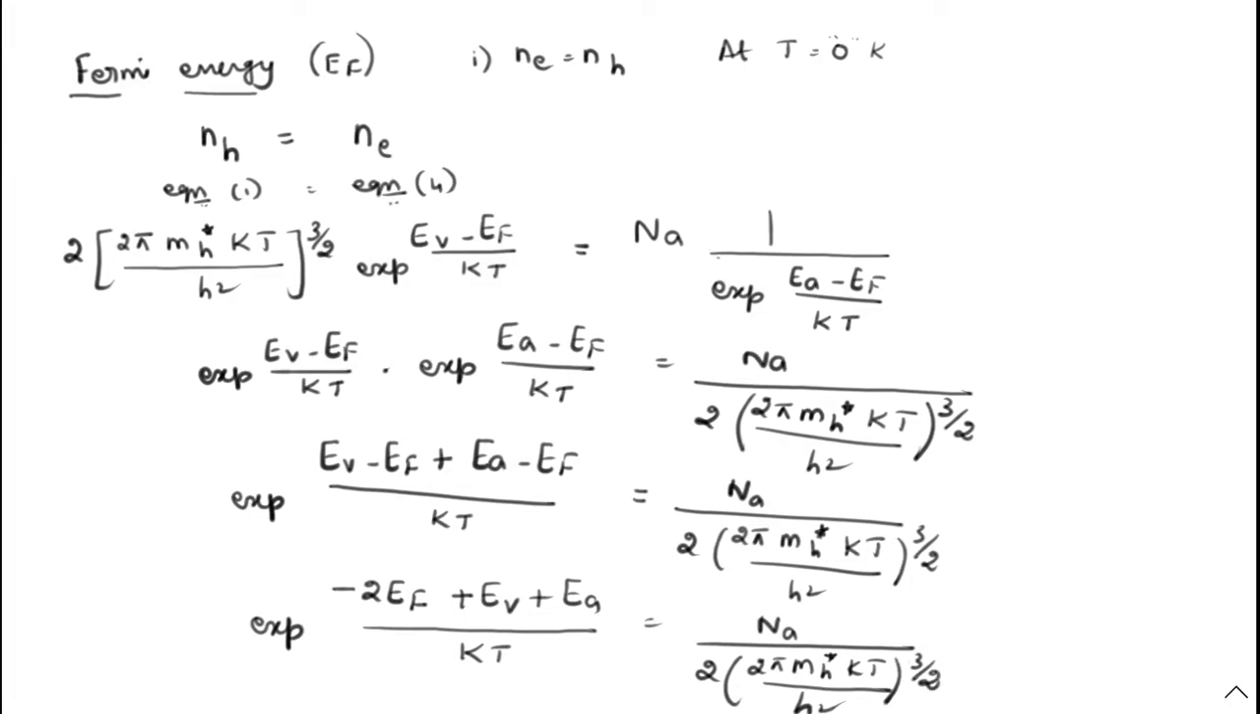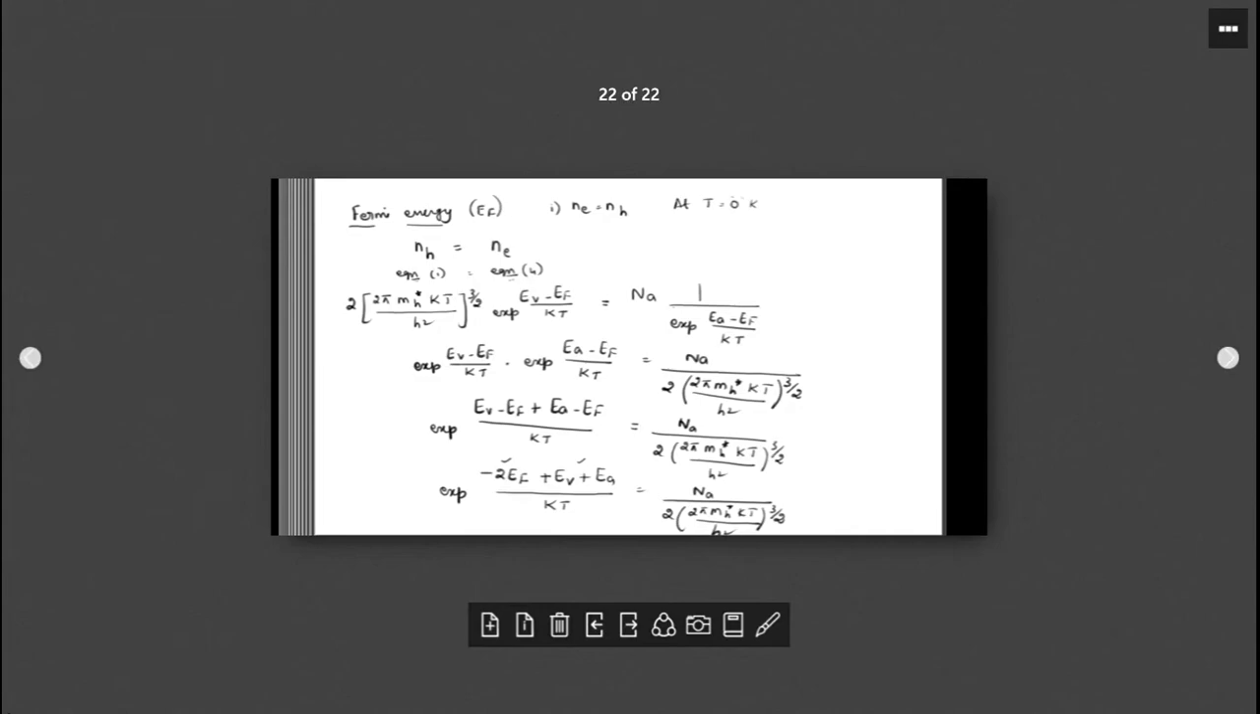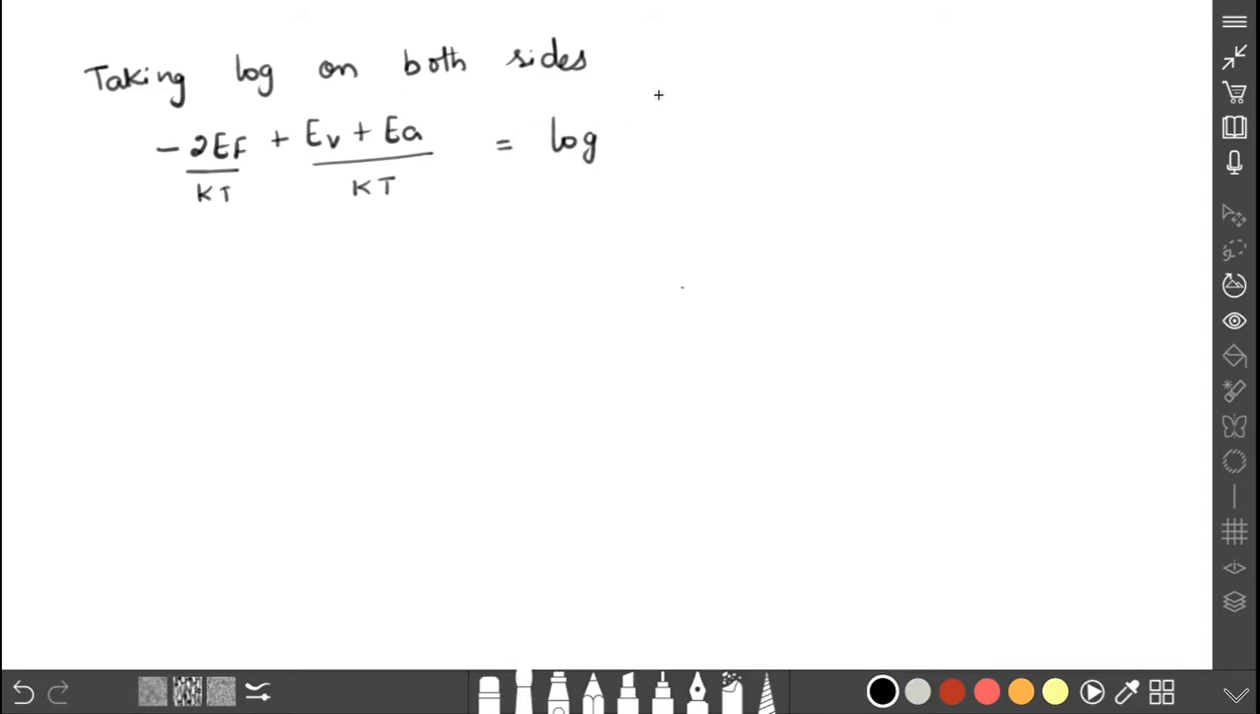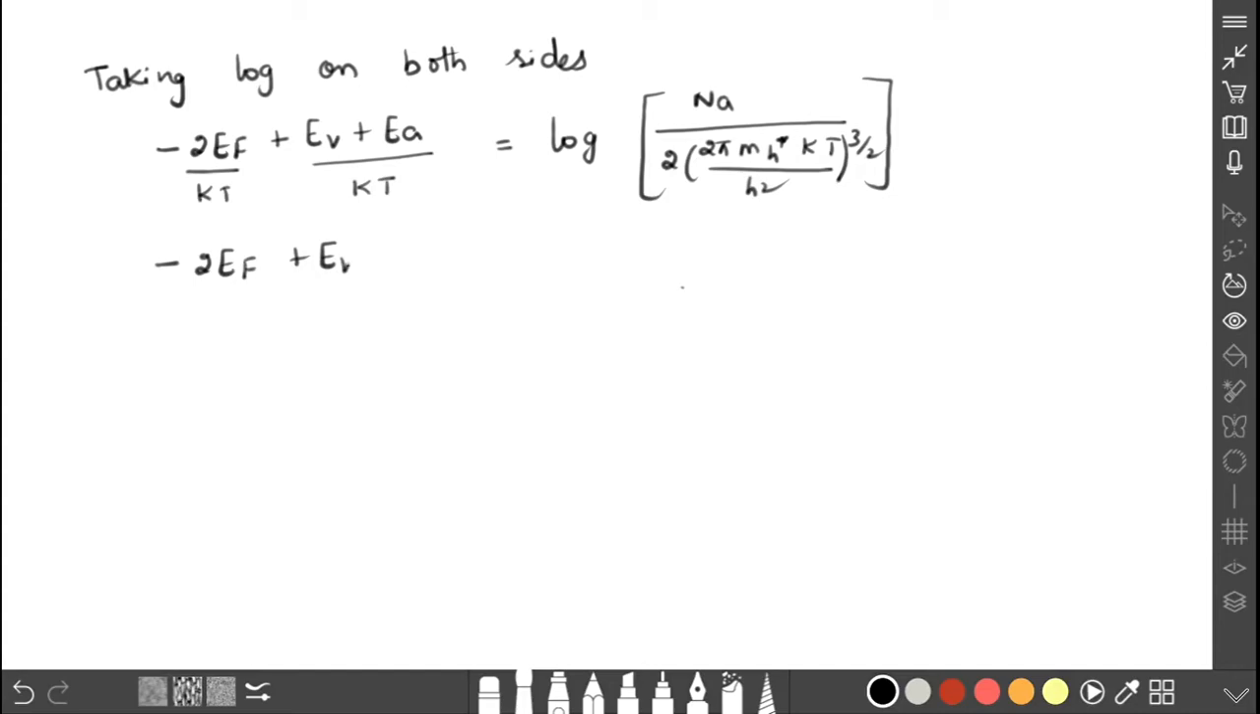Next step, exponential of A plus B. I am going to take the logarithm to remove the exponential term, taking log on both sides. So what will happen? Log and exponential will be cancelled. Minus 2EF plus EV plus EA, divided by KT, is equal to log of NA divided by 2 pi m h star KT divided by h square whole to the power of 3 by 2. Another thing we can do is multiply this KT over there. So minus 2EF plus EV plus EA is equal to KT.